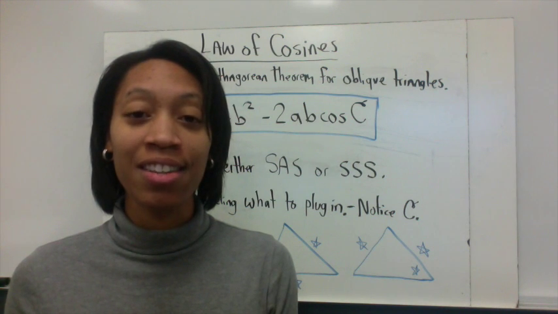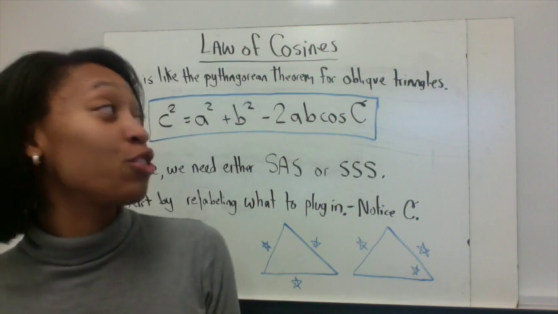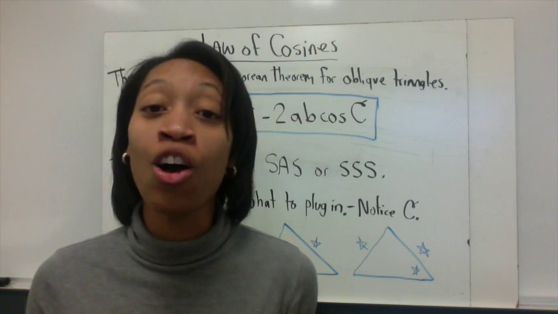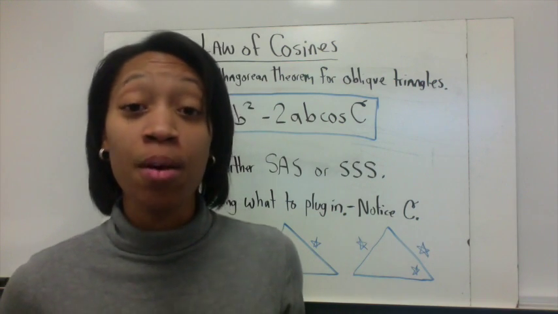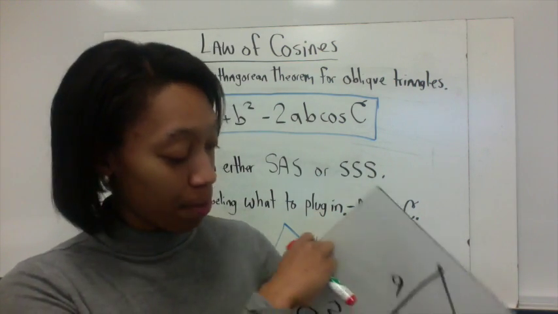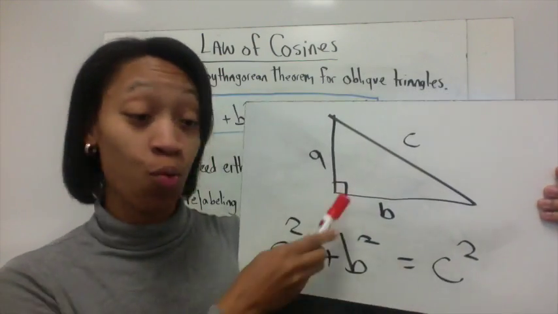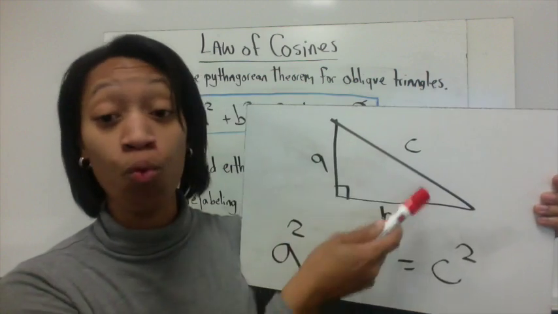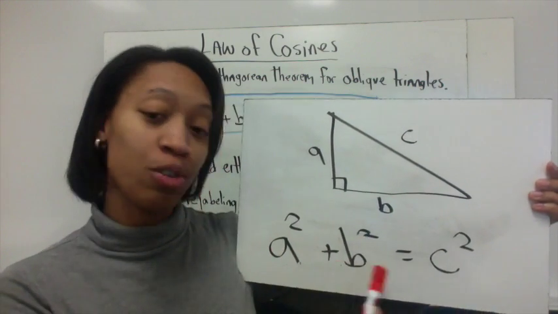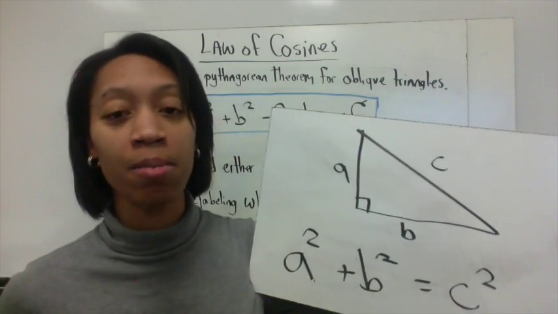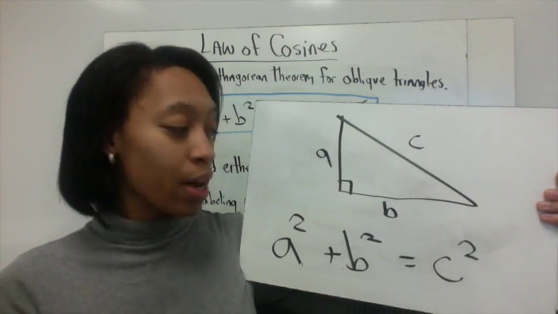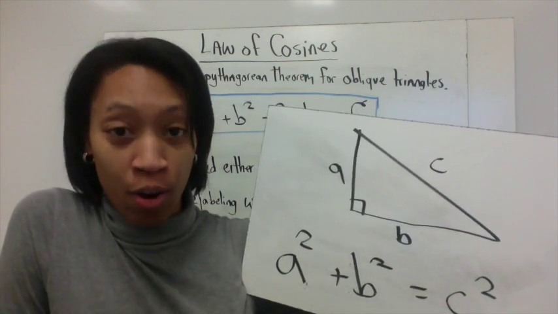Hello students! In this video we are going to be learning to use and love the law of cosines. Previously you have learned about the Pythagorean theorem, and you know that if it's a right triangle and you're missing one of the sides, you can use the Pythagorean theorem to find the missing side. Well, what if it is not a right triangle?